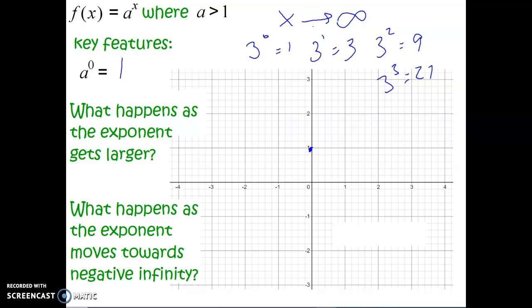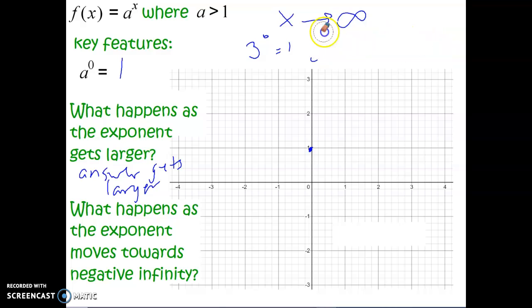Well, you can see that as the exponent gets larger, 0, 1, 2, 3, the answer that I get gets larger as well. So let's write that down. The answer gets larger. And it gets really large really quickly. So that's why I said exponential growth is one of our fastest growth models.